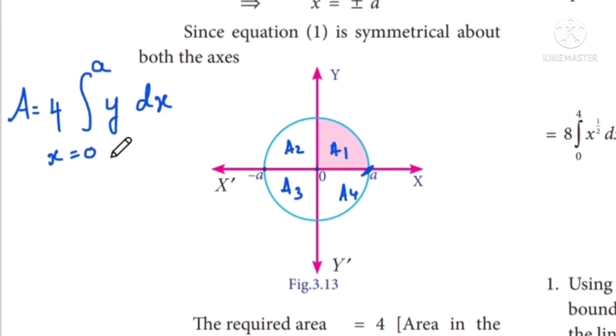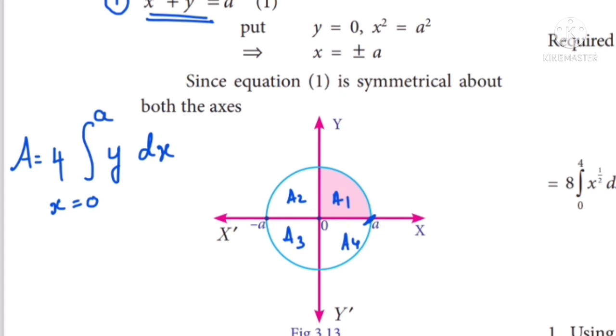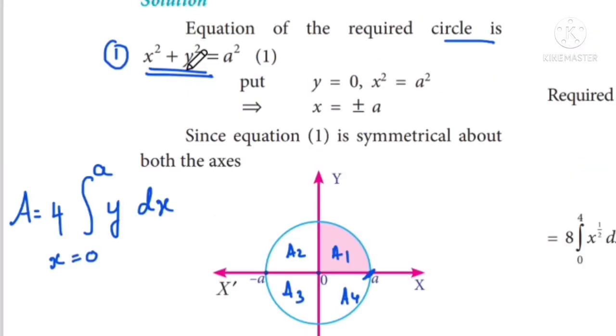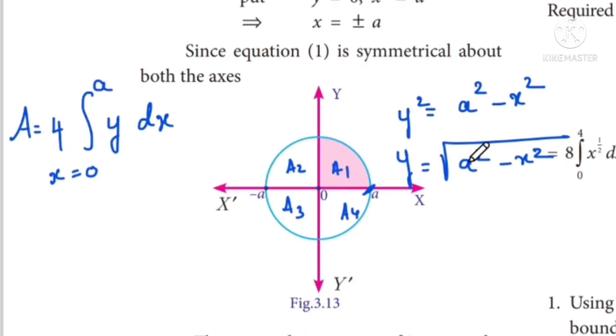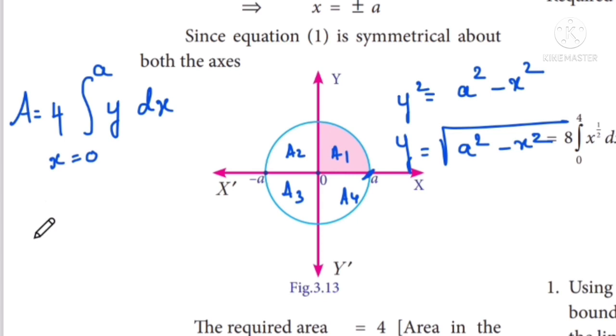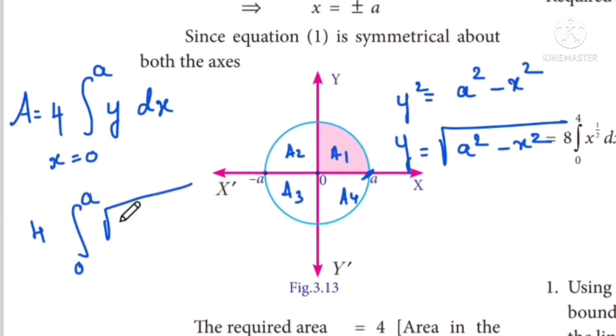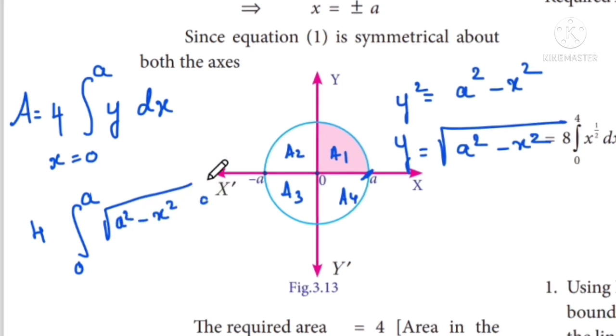So what is y? To find y, we go to the equation of the circle. The equation of the circle is x square plus y square is a square, so y square is a square minus x square. So y will be root of a square minus x square. We have to integrate this now. So this is 4 times the integral from 0 to a of root of a square minus x square dx.